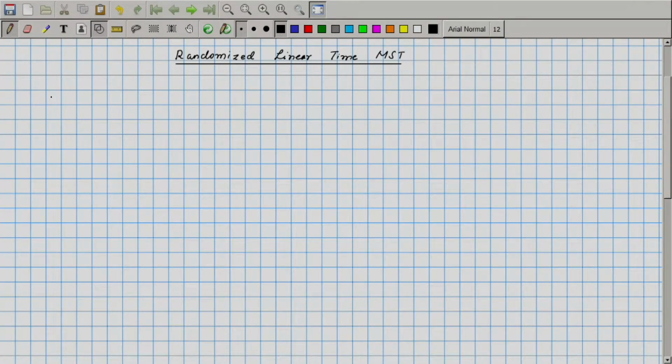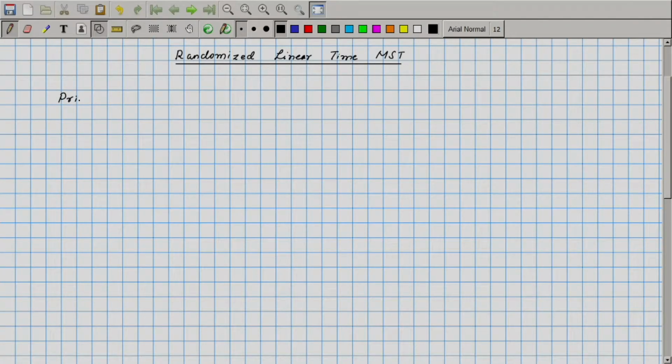In today's lecture, we will learn about the randomized linear time minimal spanning tree algorithm. The standard deterministic algorithms for solving the minimal spanning tree are Prim's algorithm, Kruskal's algorithm, and the third algorithm is Boruvka's algorithm. These are the standard deterministic algorithms.